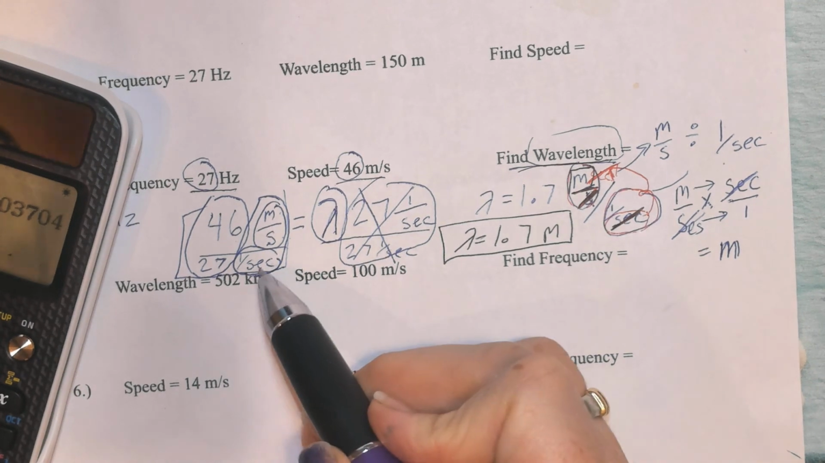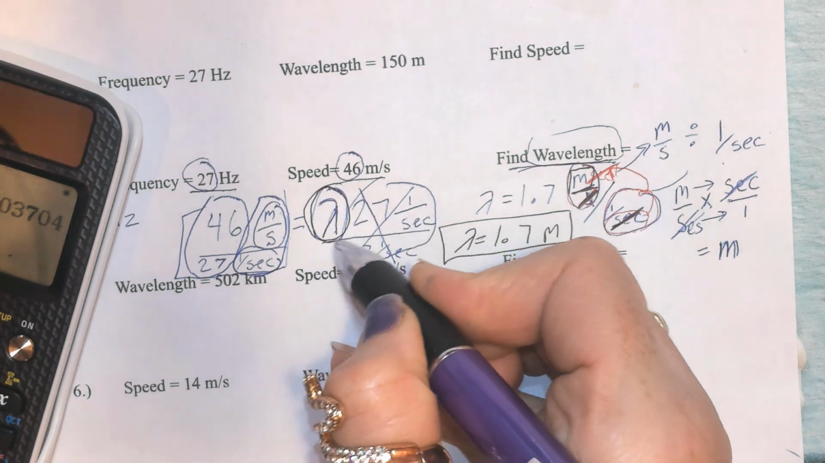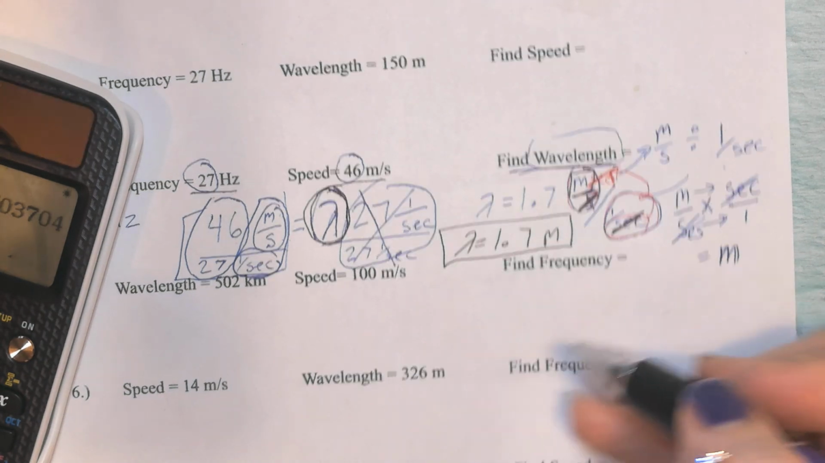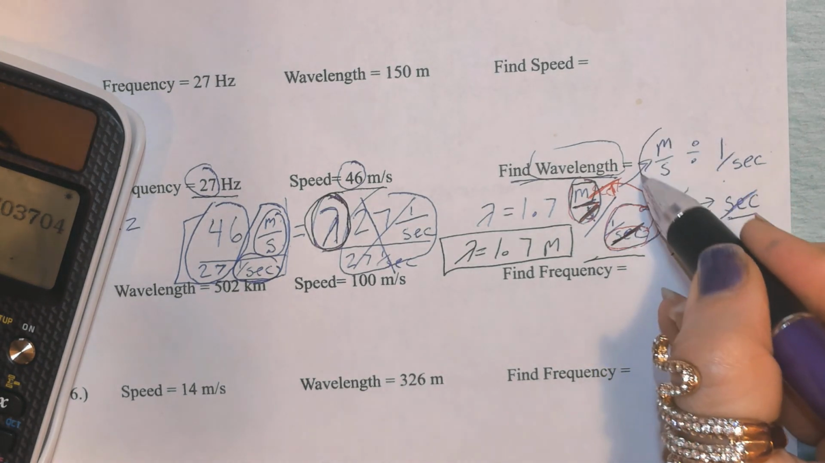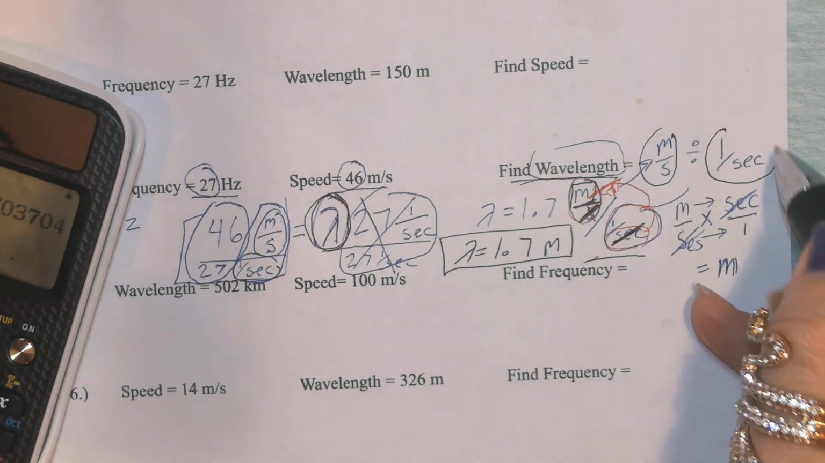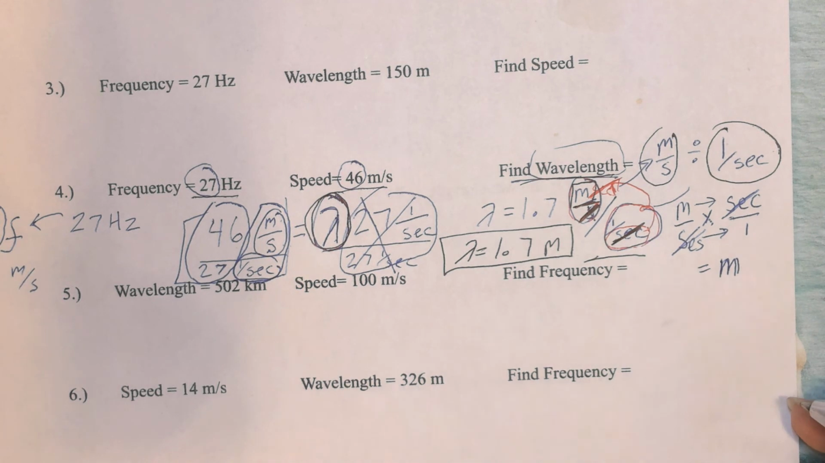So you've seen how to solve the equation with your unknown here. And you've seen how to do dimensional analysis when you have a fraction of units divided by a fraction of units. Good job.